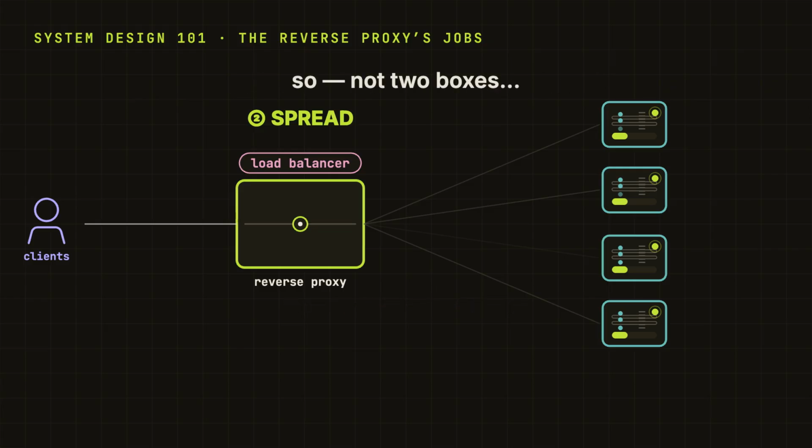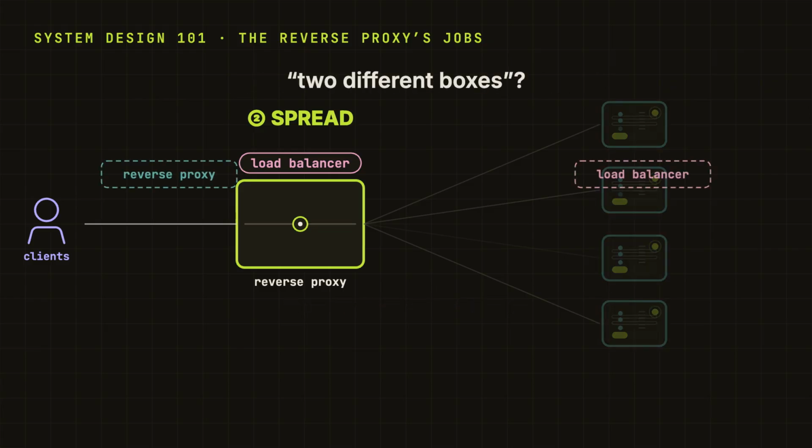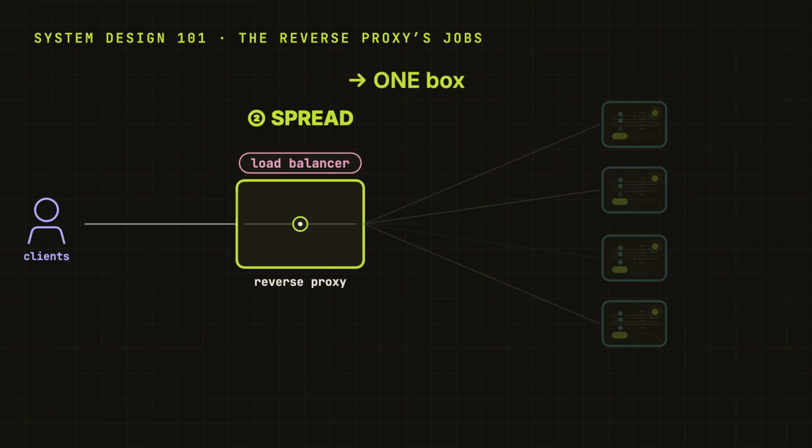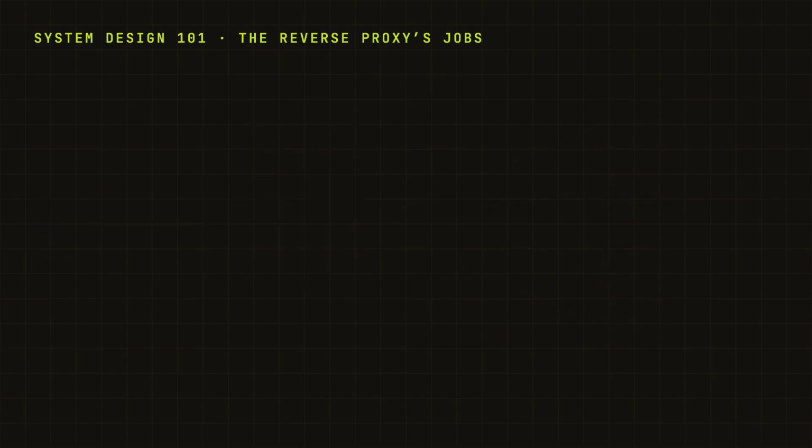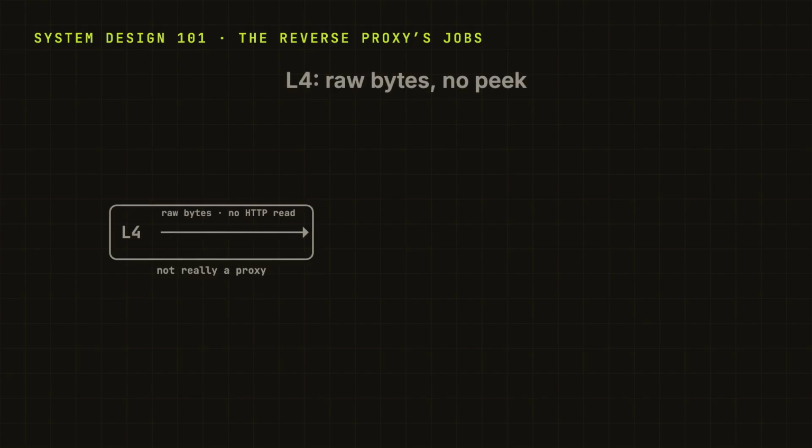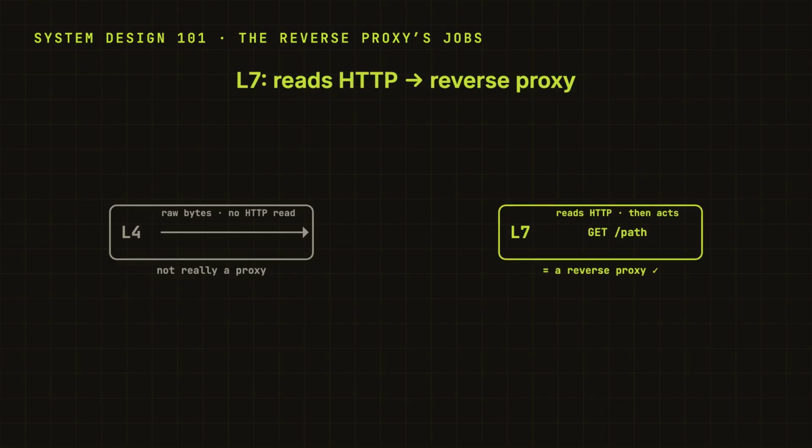So, a reverse proxy and a load balancer are not two different boxes you pick between. It is one box. Load balancer is simply the name for it when its main job is spreading the traffic. Quick honest footnote: some load balancers work at a lower level and just forward raw connections without ever reading your HTTP. Those ones are not really proxies. But the smart, web facing ones you will actually meet, those are reverse proxies.